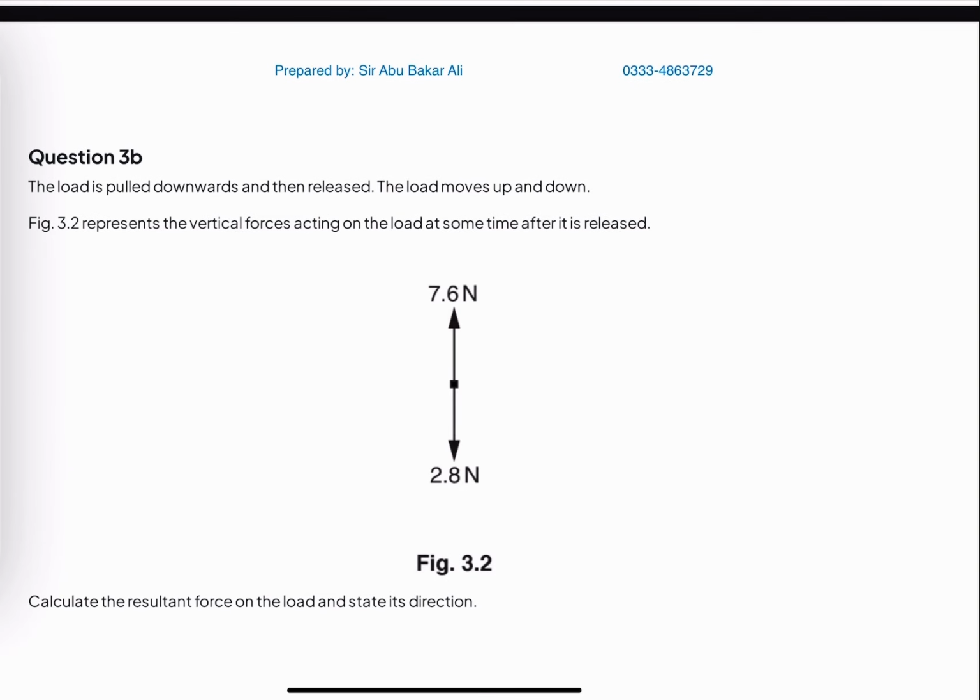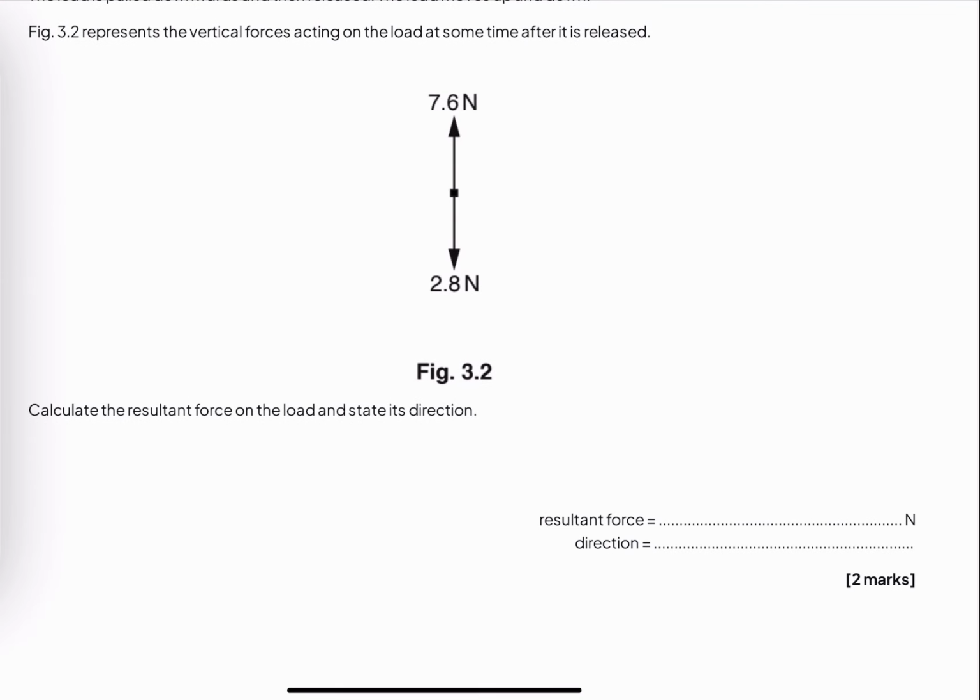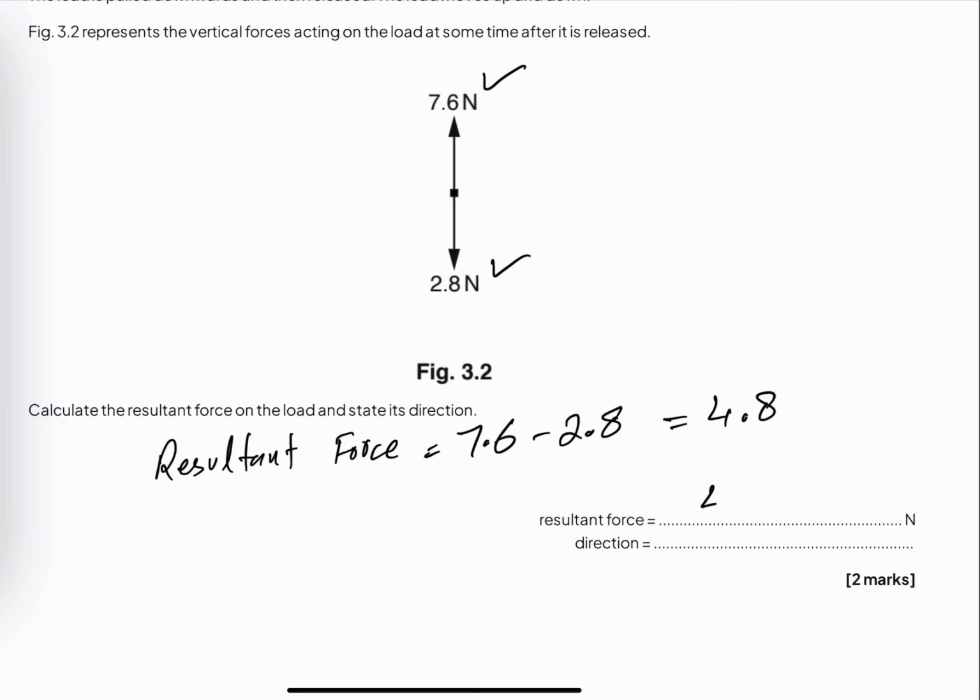Question 3b, the load is pulled downwards and then released. The load moves up and down. Represent the vertical forces acting on the load at some time after it is released. Calculate the resultant force on the load and state its direction. There are two forces, one is 7.6, one is 2.8. So the resultant force will be the greater force minus the lesser one. 7.6 minus 2.8 gives you 4.8. So the magnitude is 4.8 and the direction will be in the direction of the greater force, so the direction will be upwards.